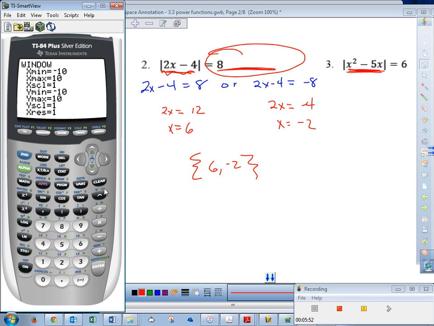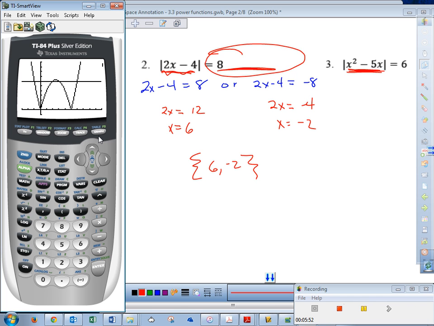Change my window. My window minimum can be -1. My x minimum, oh, sorry, that went the wrong way. I want to go -3 on x. X max of 10 was fine. But it was really that y minimum that I wanted to change. And let's see what this looks like. So I went -3 to 10 and -1 to 10. Let's see what that looks like.